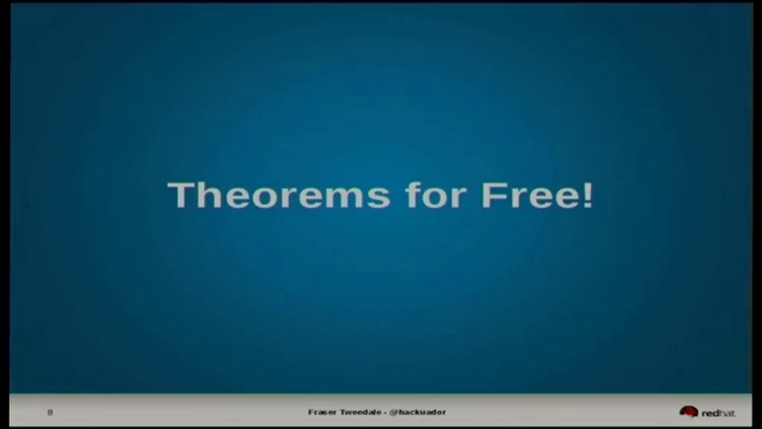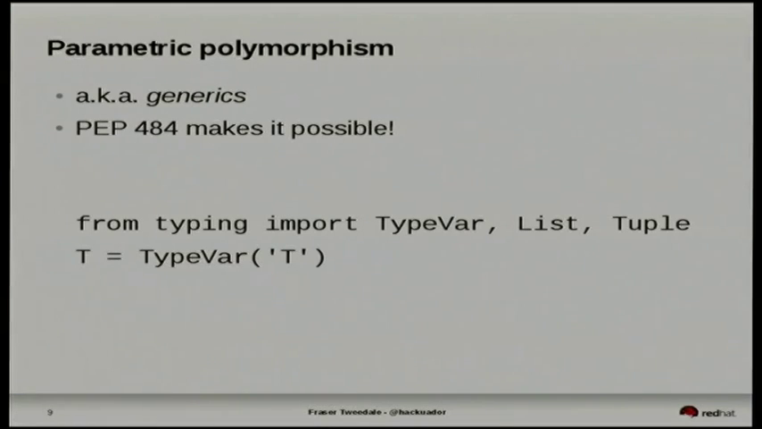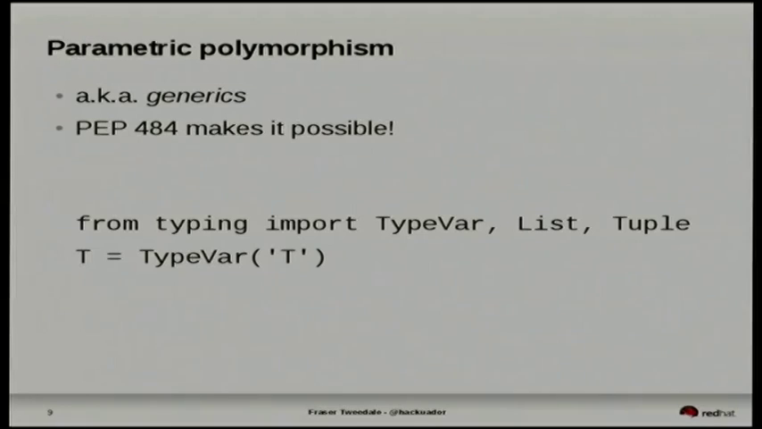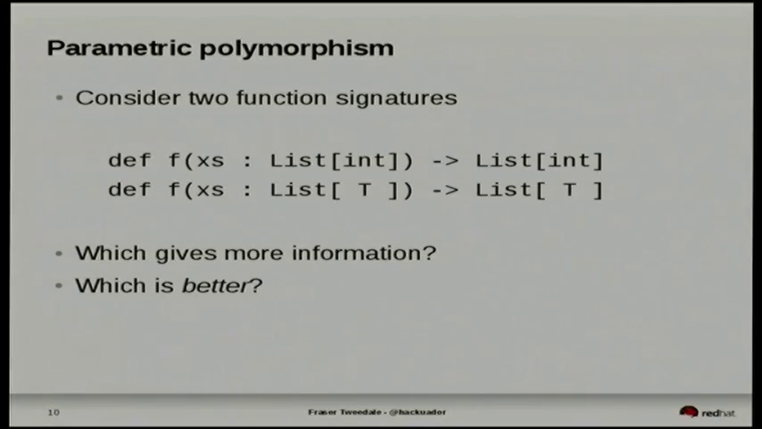Okay, theorems for free. Second lightning talk. Parametric polymorphism, or you might know it as generics. For Python, PEP 484 kind of might make this possible. So 484 defines the typing module. We can import TypeVar, List, Tuple, and a whole bunch of other stuff, and define a type variable T. Now, from this point forward, we're going to imagine that we have some sort of compile time type checking for Python. Consider these two function signatures.